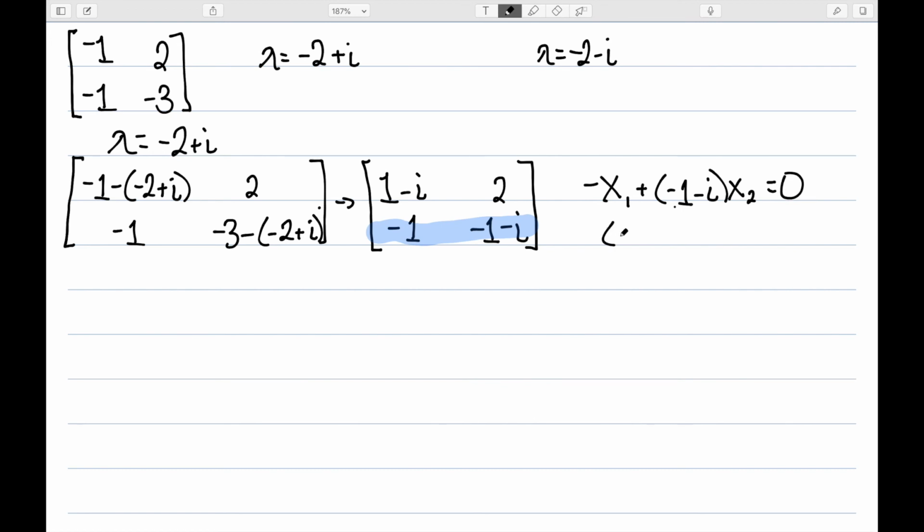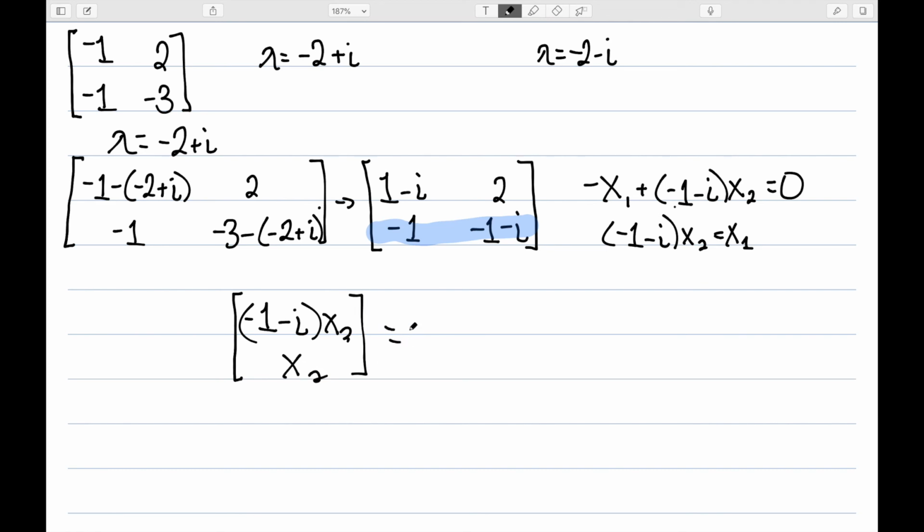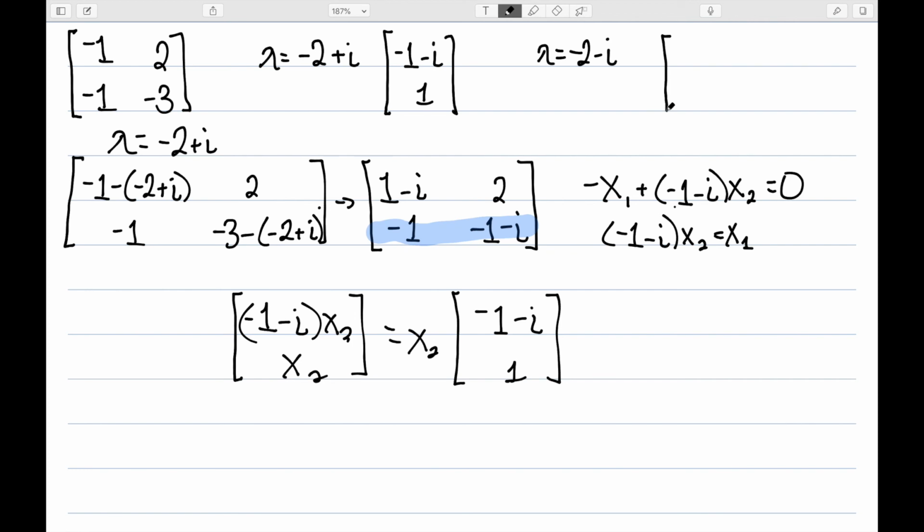This gives me (negative 1 minus i)x2 is equal to x1. So when I do my vector, I put the equation for x1, (negative 1 minus i)x2, and then x2 is a free variable. Factoring out the x2, I have negative 1 minus i and then 1. So my eigenvector will be negative 1 minus i, 1. And for the other one, I change the sign on the imaginary part to give me negative 1 plus i, 1. So now I have both eigenvectors.